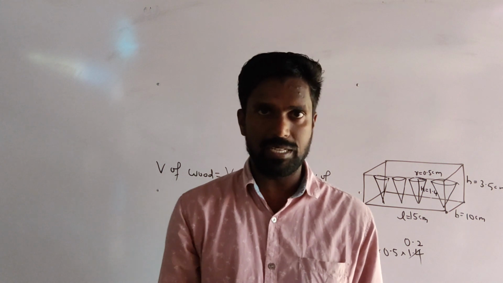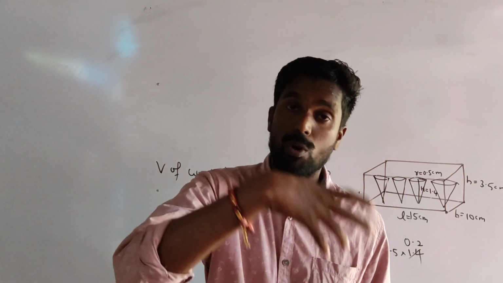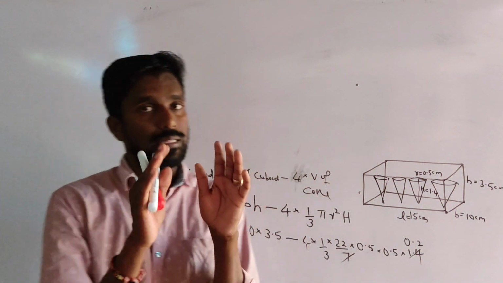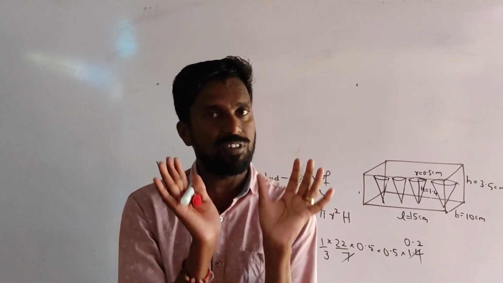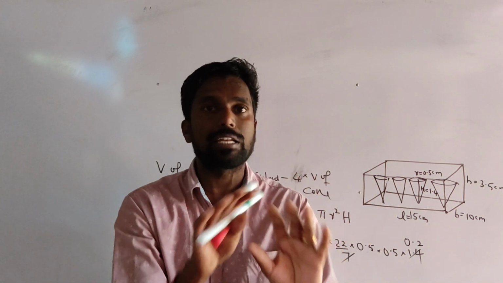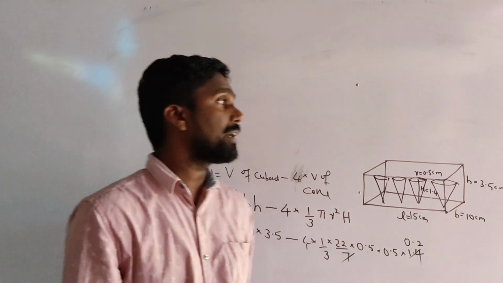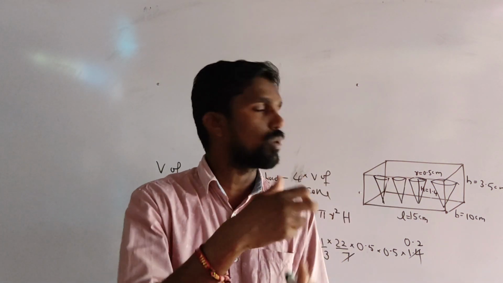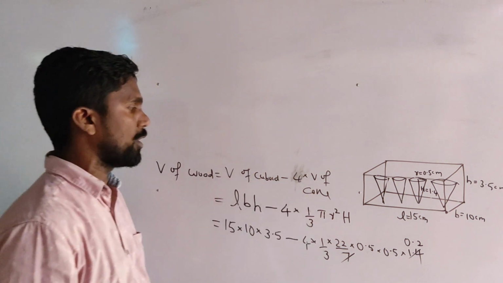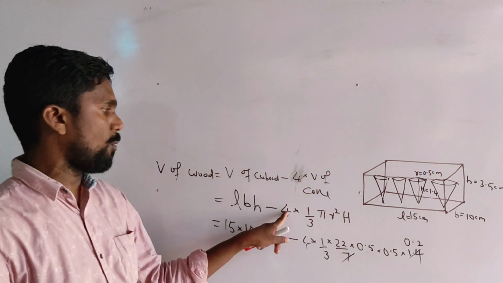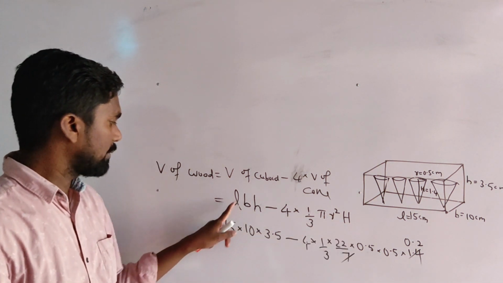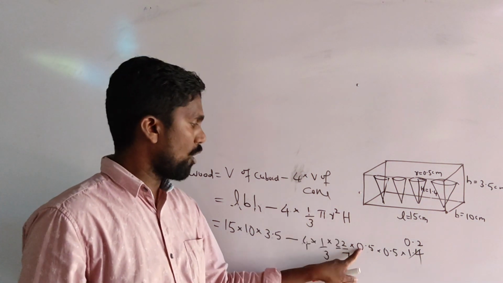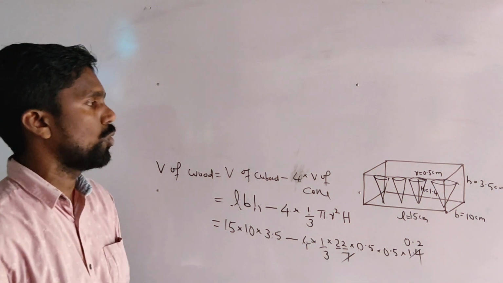So volume of wood means volume of cuboid minus volume of cones. 4 volume of cones because 4 cones we are taking outside. So there is a difference between surface area and volume. I repeat, surface area means all parts you can see, that all surface area you have to add. But volume means if you are taking anything outside, that shape you have to subtract. So volume of cuboid minus 4 into volume of cone. LBH minus 4 into 1 by 3 into pi r square h. 15, 10, 3.5, 4 into 1 by 3 into 22 by 7 into 0.5 into 0.5 into 0.2.